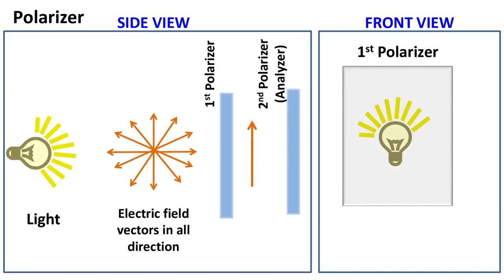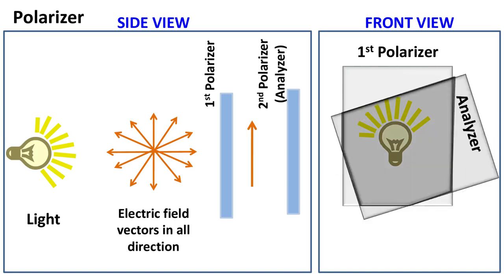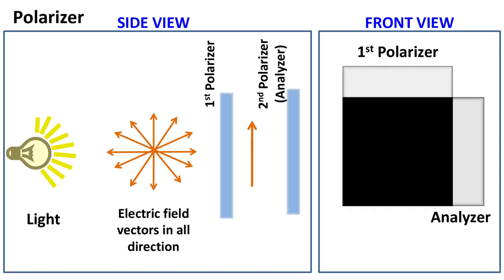We can now have a second polarizer, also known as the analyzer, placed next to the first polarizer. If both of them are parallel to each other, then the electric field vectors will pass through the analyzer easily. If the analyzer is crossed at an angle, then the intensity of the specimen observed goes down. When the analyzer is at 90 degrees with respect to the first polarizer, then the electric field vectors are completely cancelled out and no intensity of the specimen is detected.